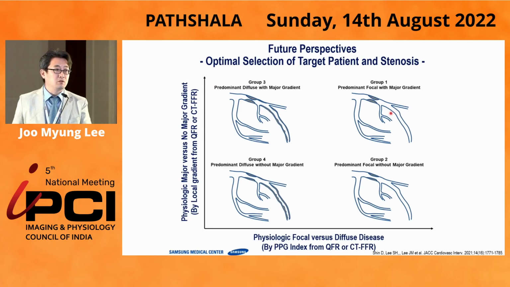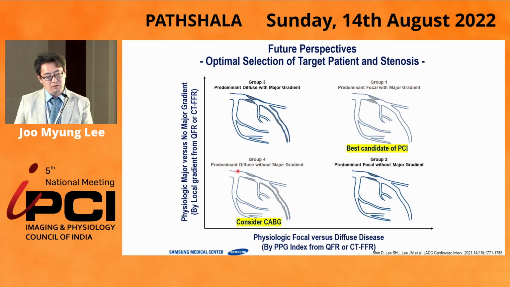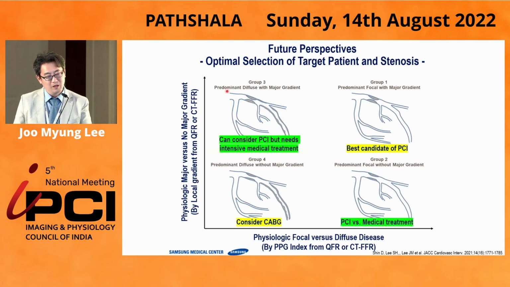As Dr. Johnson mentioned at the beginning of this case, predominantly focal disease with a major pressure gradient would be the best candidate for PCI. However, in patients with predominantly diffuse disease without major gradient, bypass surgery should be considered. In patients with focal disease, however, with no major gradient, we can do medical treatment alone and sometimes consider PCI. The problem is group 3. On top of diffuse disease, if there is a major gradient, PCI can have some role. However, intensive medical treatment is much more important in this patient.